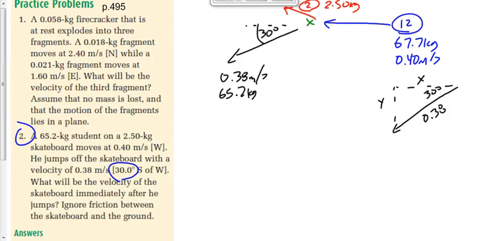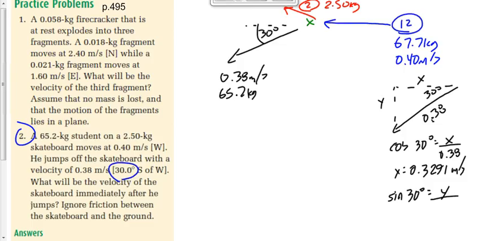Now, the x side of this triangle is which side of the triangle? Opposite, adjacent, or hypotenuse? It's adjacent. So we're going to use the cosine function because it involves adjacent and hypotenuse. Cosine 30 degrees is equal to x, adjacent, over hypotenuse 0.38. X ends up being equal to 0.38 cos 30. What's that value? 0.3291. Thank you. Now we do the same thing for the y component except use sine. Sine 30 degrees is equal to opposite over hypotenuse. And the y component ends up being equal to 0.19 meters per second.